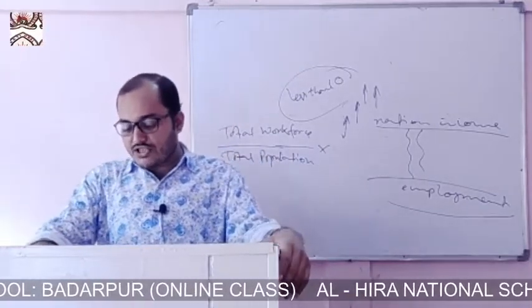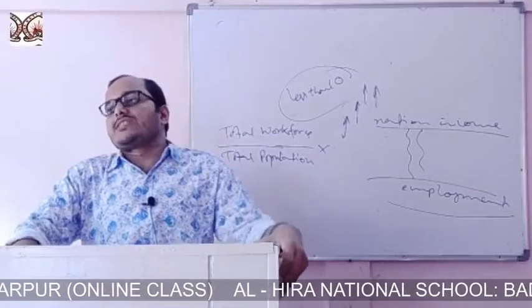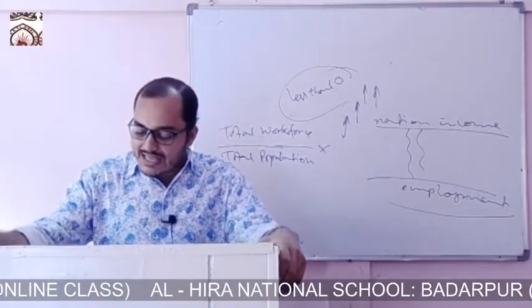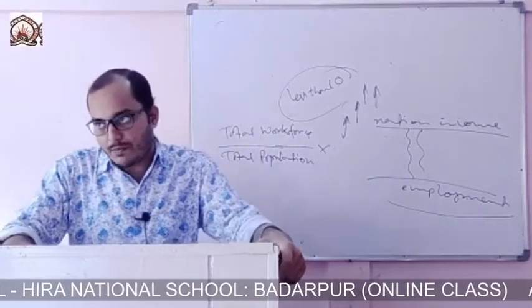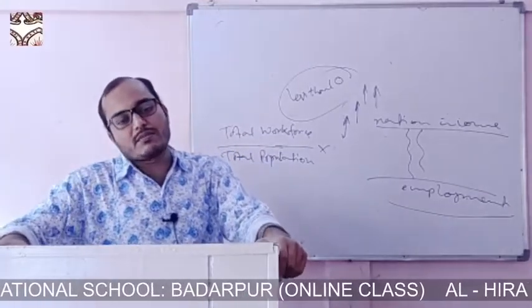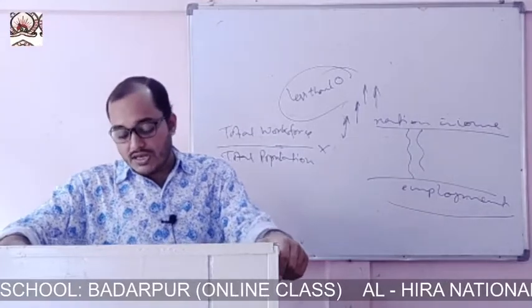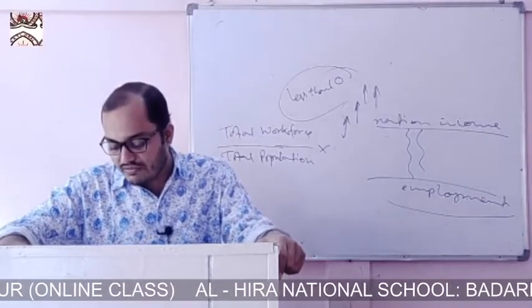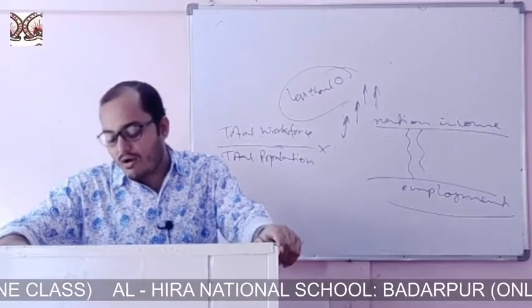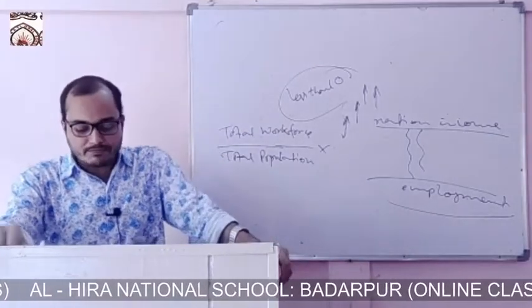Next, it is inflation. Next we will see inflation. Inflation is a continuous rise in the general price level. A continuous rise in the price level of goods is called inflation. First one is demand pull inflation. Now what is demand pull inflation?